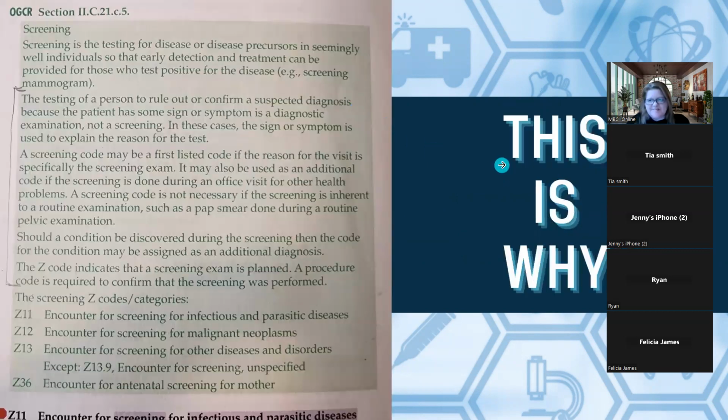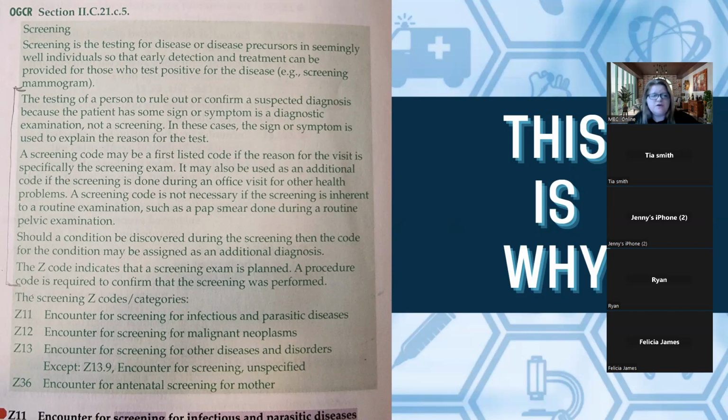And this is why. This is the guidelines, or some of the guidelines, that are at the beginning of the Z code section. All right, remember I told y'all those are highlighted in green, and they're usually at the beginning of the whole chapter, like the whole body system. It's at the beginning of that, and it covers the codes throughout that chapter.